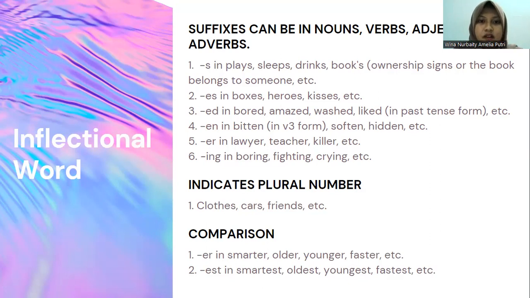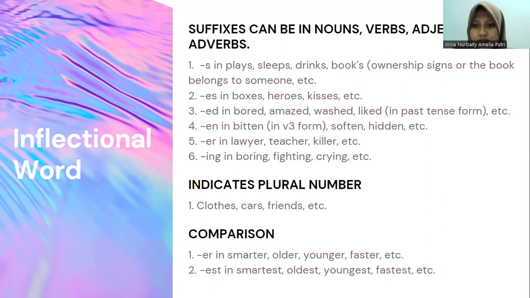Suffix er in lawyer, teacher, killer, and others. Suffix ing in boring, fighting, crying, and others. Second, it indicates plural number, like clothes, cars, friends, and others.